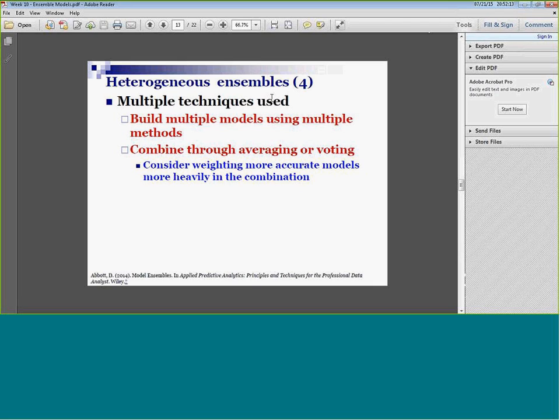There's another form of ensembles that are different. Heterogeneous ensemble says you just build multiple models using multiple methods. In other words, no bagging, no boosting, just multiple models with multiple techniques. Now, we've done that. Some of you have built multiple models for some of the assignments. You may have built a regression model and a decision tree, or a neural network and a regression model, or maybe you built all three, or maybe you thought about that. Okay?